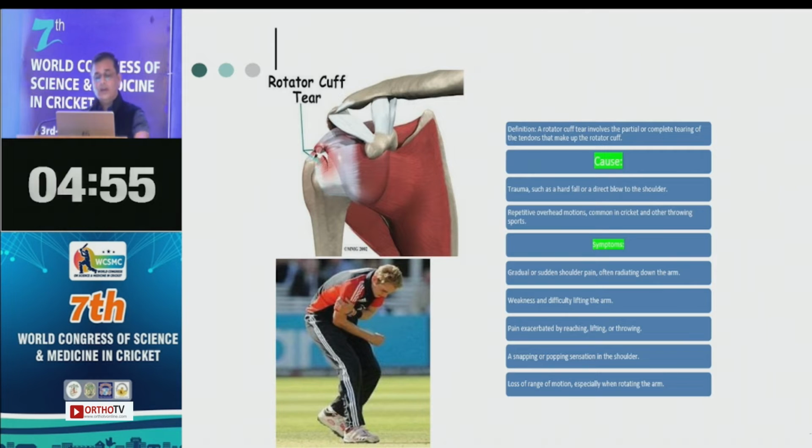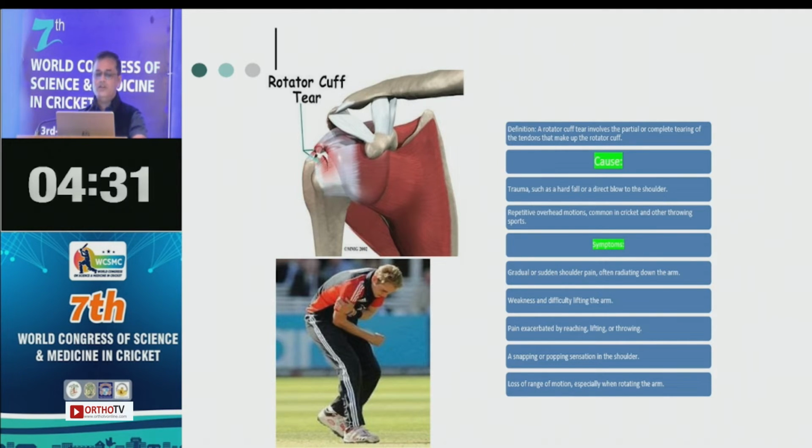Rotator cuff. As I told you, due to this altered biomechanics, the head shifts superiorly and anteriorly. So there are chances the subacromial space gets lowered, and there are more chances of impingement. The rotator cuff tissue is going to rub more within this subacromial space.